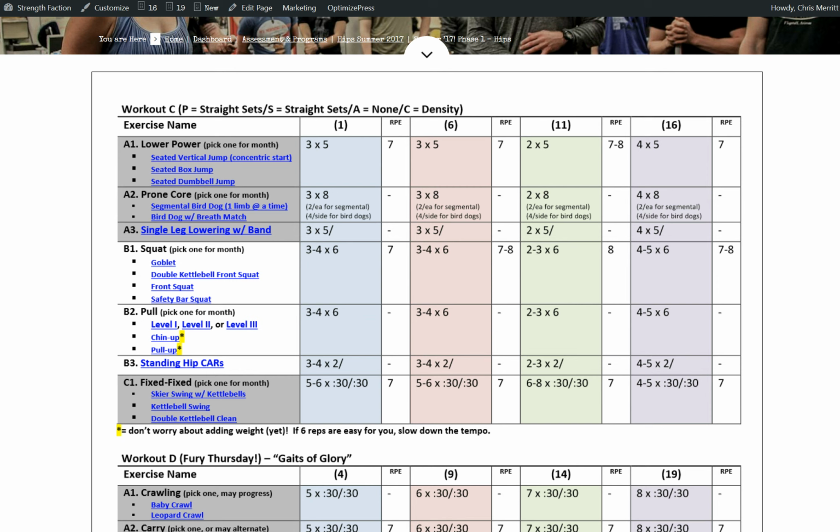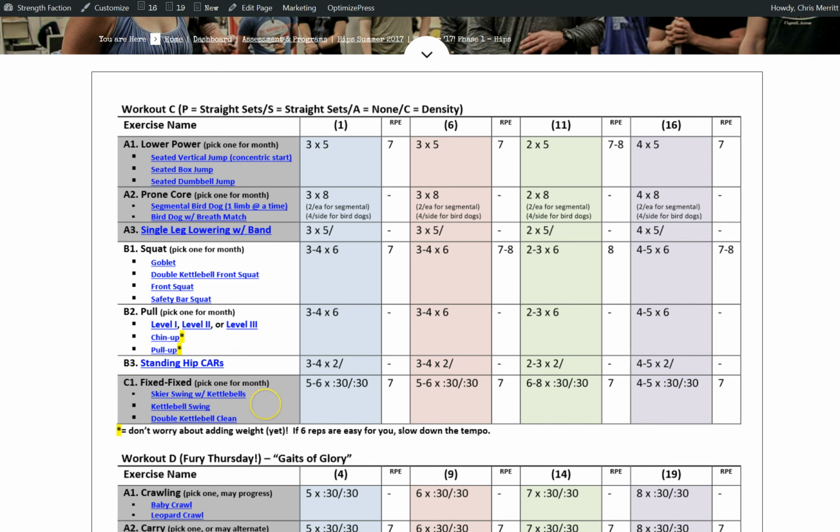If you're a monster with pull-ups and you're like, you know what, 6 reps is nothing for me, I can add weight. Don't worry, we're getting there. In this first month, let's not. I mean, you can do whatever you want, but our intent is not to have you add weight. If it's super easy, slow down the tempo and challenge yourself that way in this first month, right? And then just like workout A, that's paired with standing hip CARs. So you're doing 3 to 4 rounds of that.